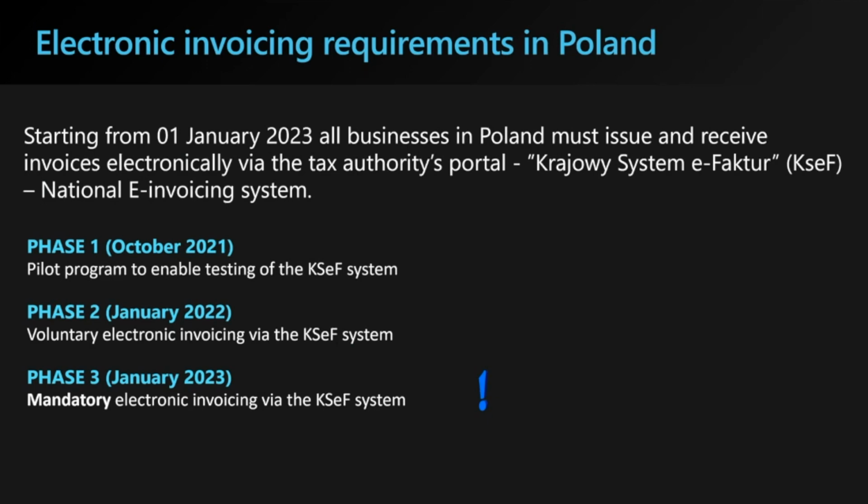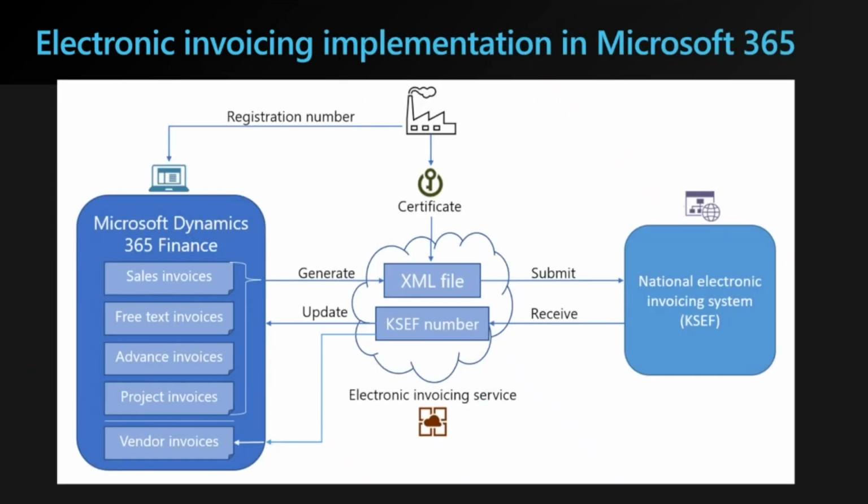There were several phases, including pilot and actual but voluntary invoicing, which are already in the past. The final phase, after which invoicing becomes mandatory for all businesses, ends by the end of this year. Starting from the 1st of January 2023, all taxpayers must do invoicing accordingly. On the next slide, let's consider the requirements implementation in Dynamics 365 in more detail.